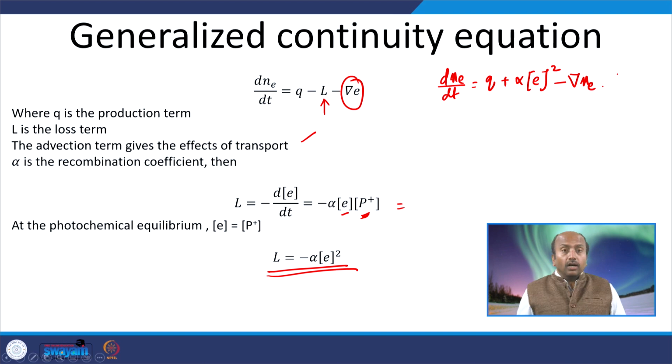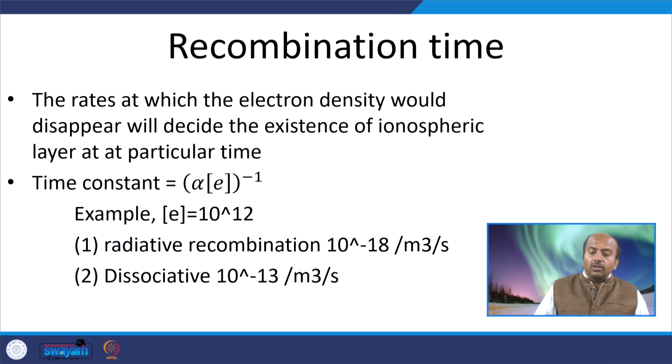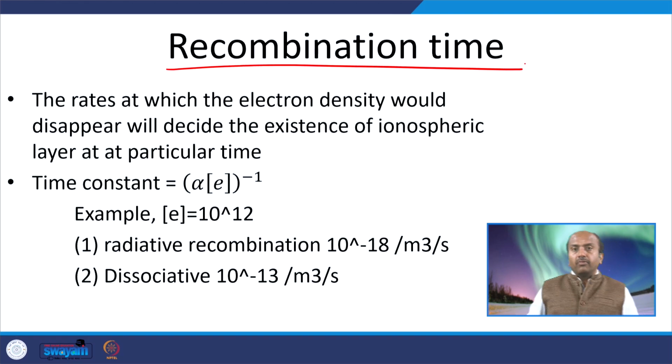Okay. Now, let us look at the meaning or consequence of these recombination coefficients, some being larger, some being smaller. Okay. So, the recombination time is the characteristic time within which the electron density will vanish from the ionosphere. So, the rate at which the electron density would disappear will decide the existence of an ionospheric layer at a particular time. The recombination time will decide the extent up to which the electron density can persist in the ionosphere, beyond which the charged species or the charged state of matter is simply lost. Right.